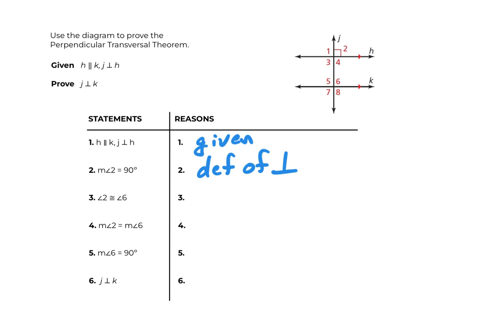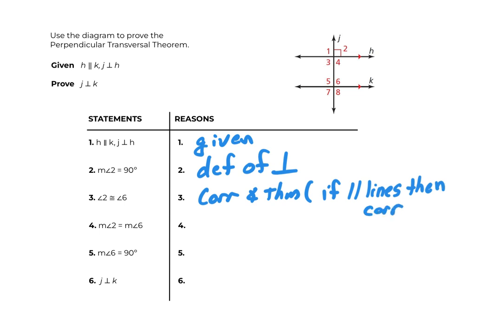Why are angle 2 and angle 6 congruent? They give me the statement. I have to say why. Corresponding. Yeah, perfect. And you could say the corresponding angles theorem, or you could give me the statement. This is what we talked about last week. You can either give me the theorem, but if you can't remember the theorem, you could say if we have parallel lines, then corresponding angles are congruent. Hey, I know this is a little bit longer, but you're just stating why, okay?